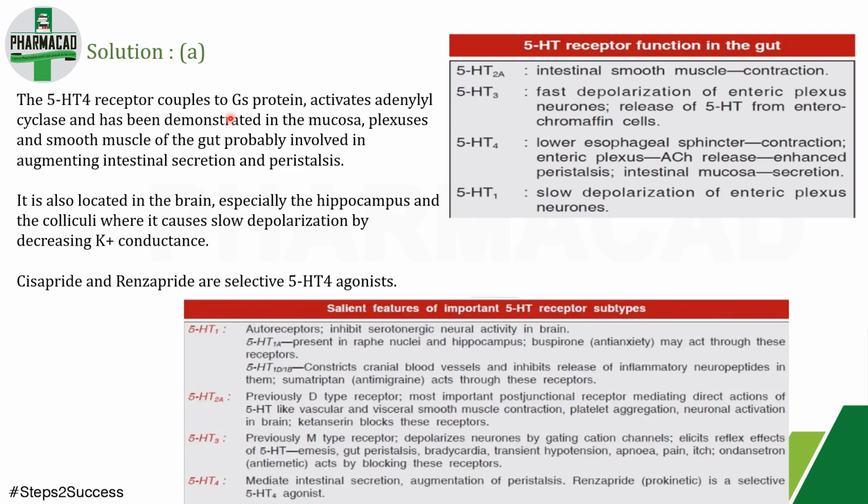They are 5-HT4 agonists, and the 5-HT4 receptor couples to the Gs protein, which further activates adenylyl cyclase, and it has been demonstrated in these regions of the gut. It is also located in the brain. So cisapride and renzapride are the selective 5-HT4 agonists. Please remember the functions of different hydroxytryptamine receptors.